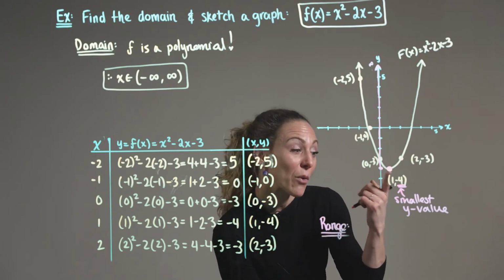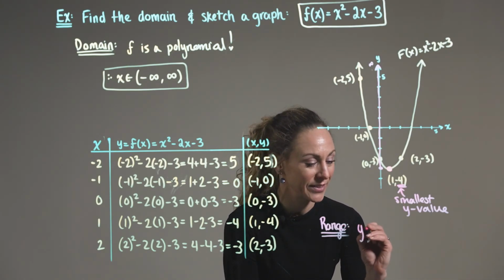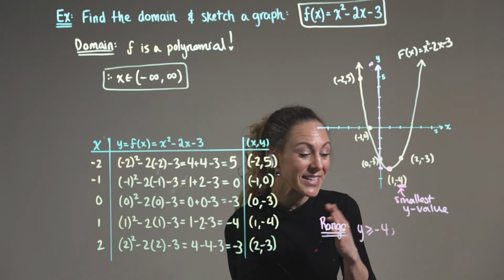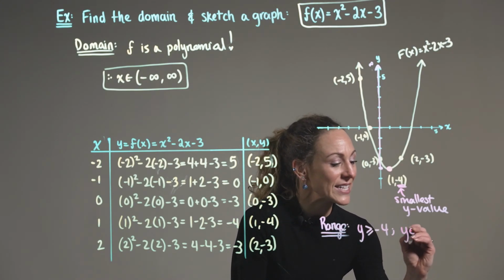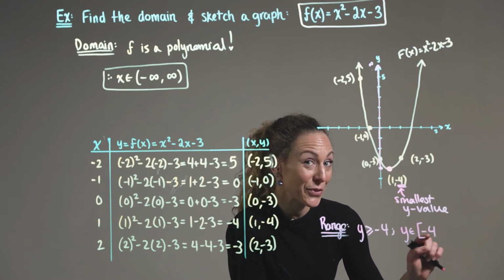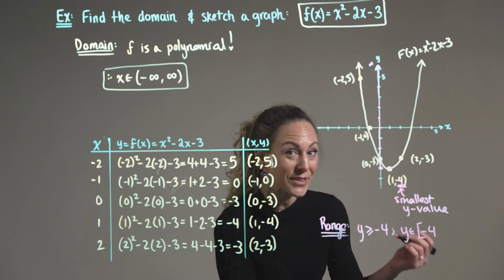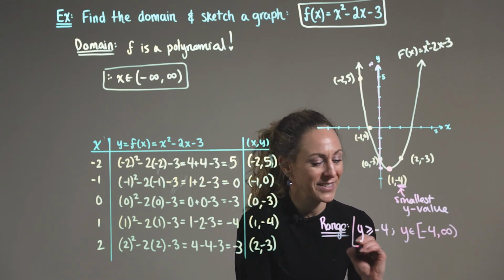We can see here that y is going to be greater than or equal to -4. And if we wanted to write this inequality in interval notation, we can say that y is an element of the interval from -4. Notice how we've used a square bracket to include that value. And then this is growing infinitely in a positive direction.